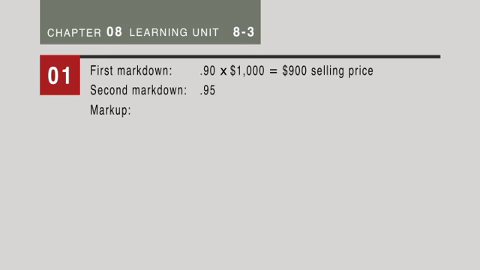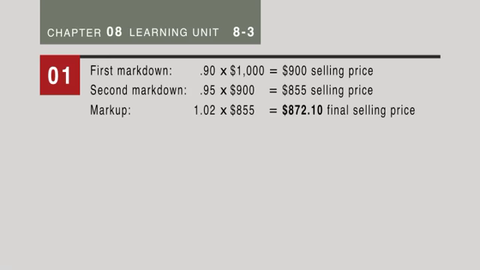So we take 0.95 times $900, that selling price that we calculated after the first markdown, and we get $855. Well, after that, we do an increase of 2%. So we add that 2% to the 100% base, and in decimal it's 1.02 times 855, and that equals $872.10. And that is our final selling price.